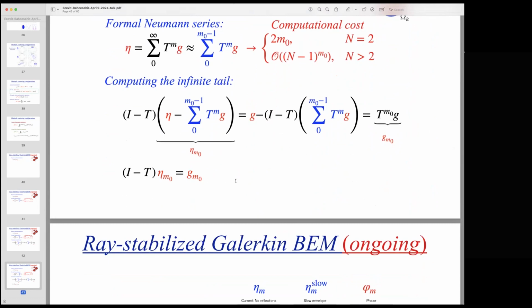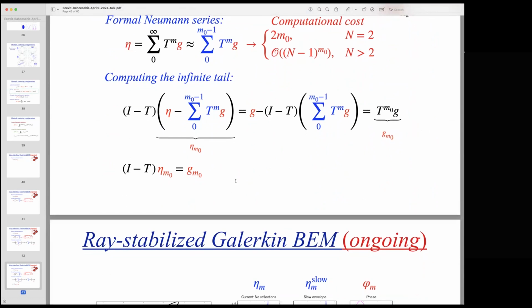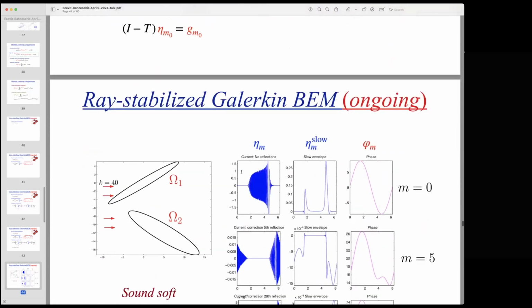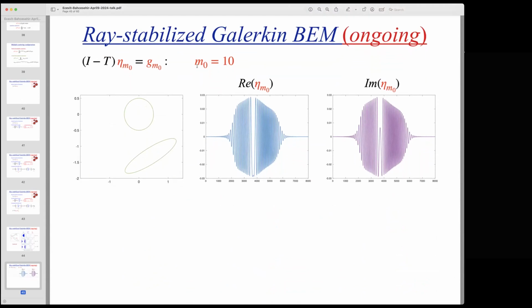So I want to solve this integral equation, but I don't want to use the Neumann series anymore. I want to construct an approximation space which is fixed. I'm going to solve it, and add that to what I have already computed as the partial sum of my Neumann series, and that is going to be my approximation to eta. Let me move on. I'm taking M0 to be 10 here, two obstacles, and plotting the real part and imaginary part of eta M0, computed numerically using the solution of the associated integral equation.